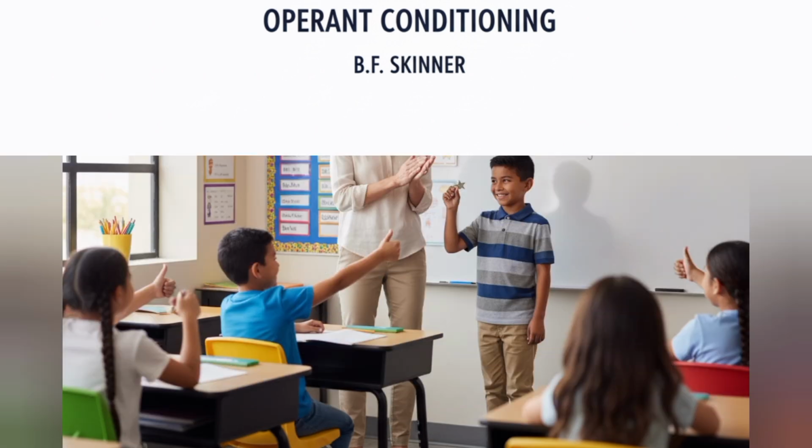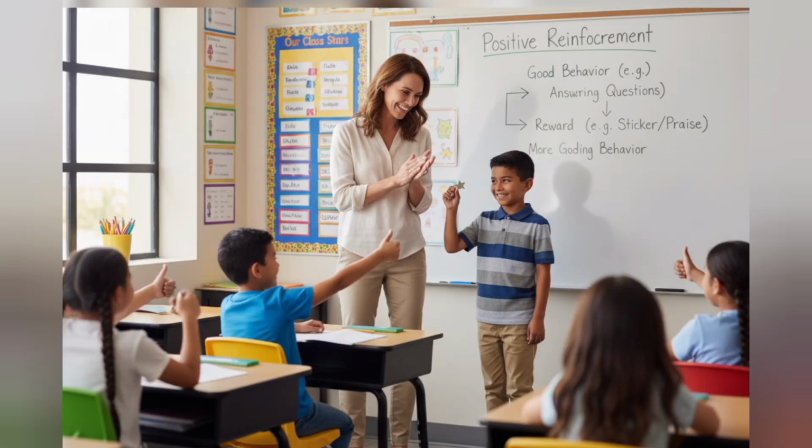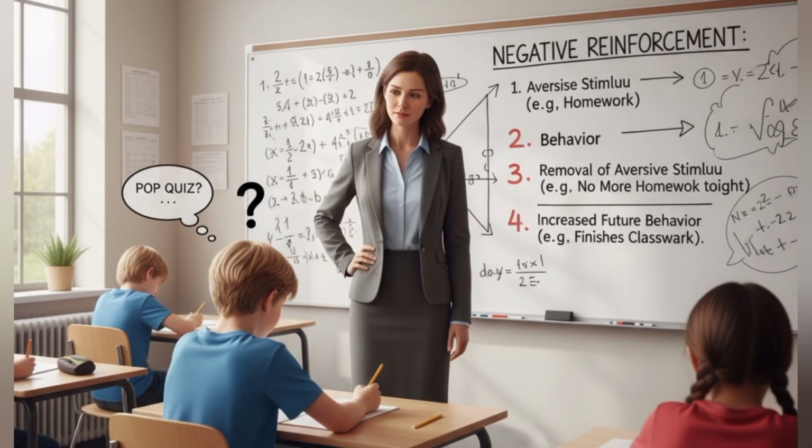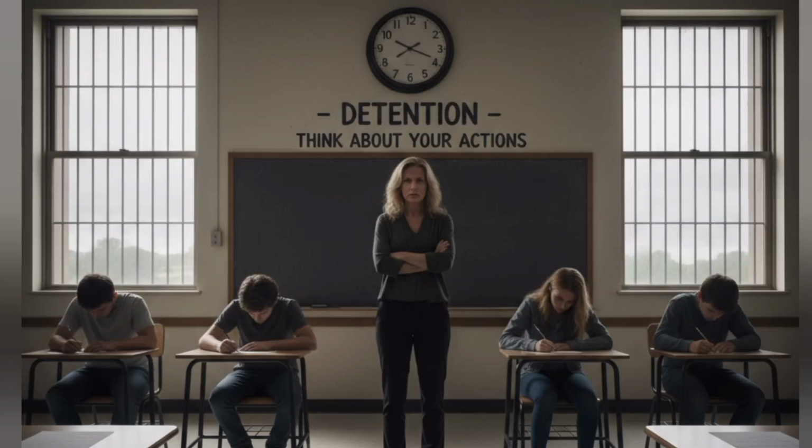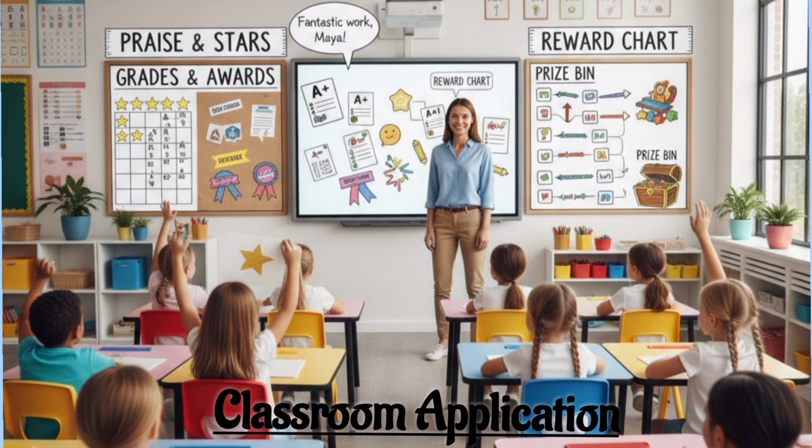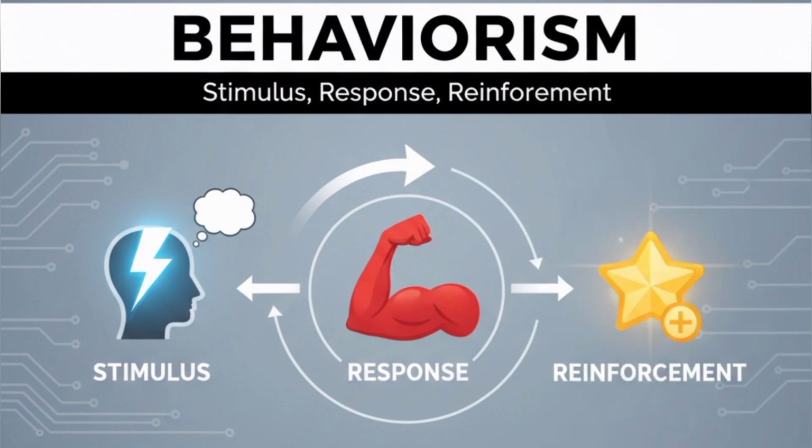Positive reinforcement: praising students for correct answers. Negative reinforcement: removing an unpleasant task when students behave well. Punishment: giving detention for misbehavior. In classroom application, teachers can use praise, stars, grades, or other rewards to encourage good behavior and participation. So in short, behaviorism is all about stimulus, responses, and reinforcement.